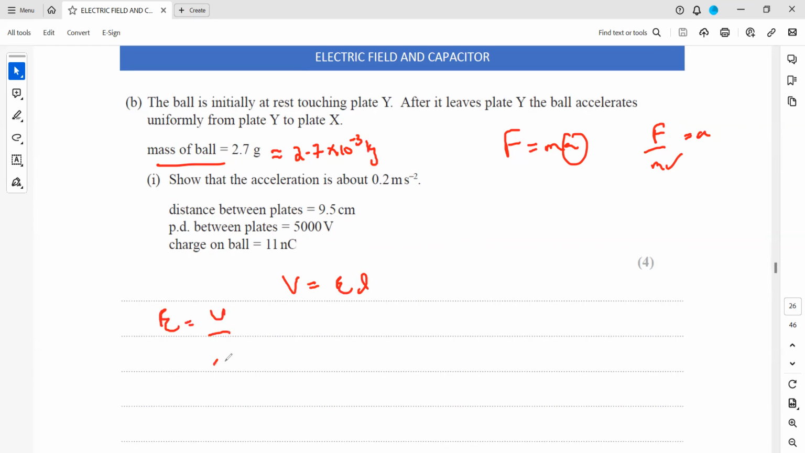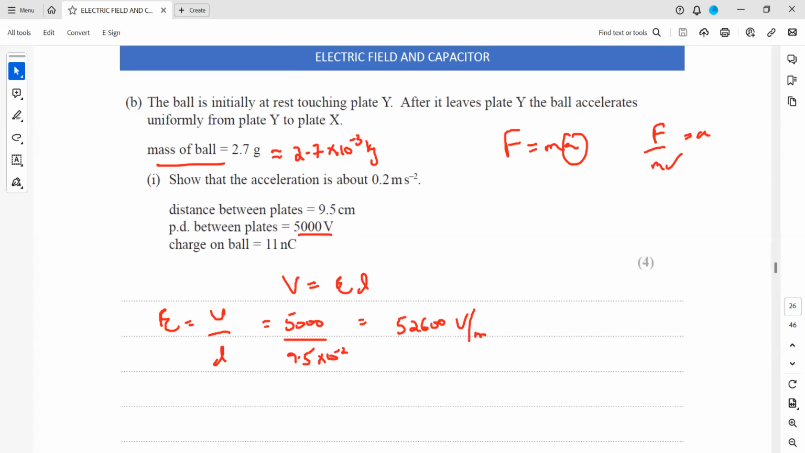For the electric field between the two plates, V is equal to ED, or E is equal to V divided by D. The potential between the two plates is 5000 volts, and the spacing between the plates is 9.5 centimeter. We convert into meter, so 9.5 into 10 to the power minus 2, we divide by 100. This will give us the strength of the electric field between the plates, which is about 52,600 volts per meter, or you can also say Newton per coulomb. That's the unit of electric field strength.